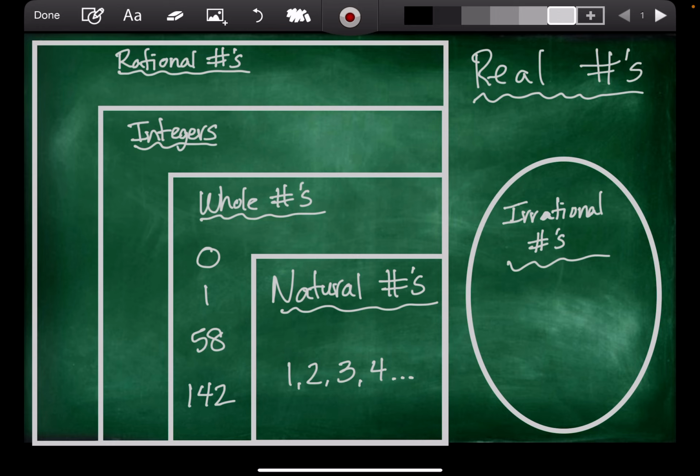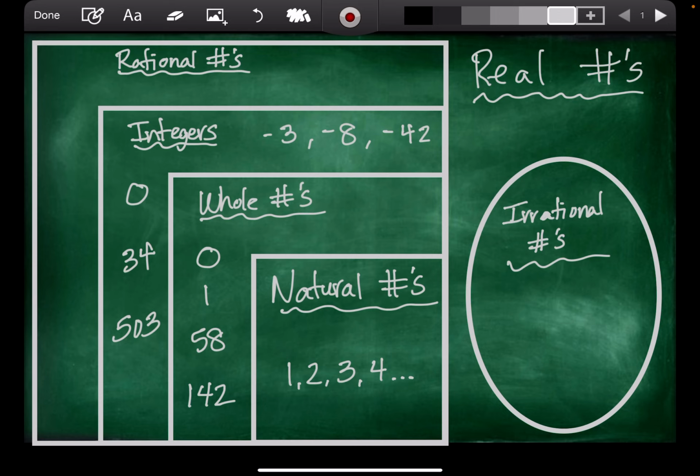Okay, so for integers, the next box, integers include all whole numbers and natural numbers, but they also include negative numbers. So you can have -3, -8, -42. You can also have 0 and any positive numbers like 34, 503. Those are all integers. They still cannot be decimals or fractions, but they include negative numbers as well.